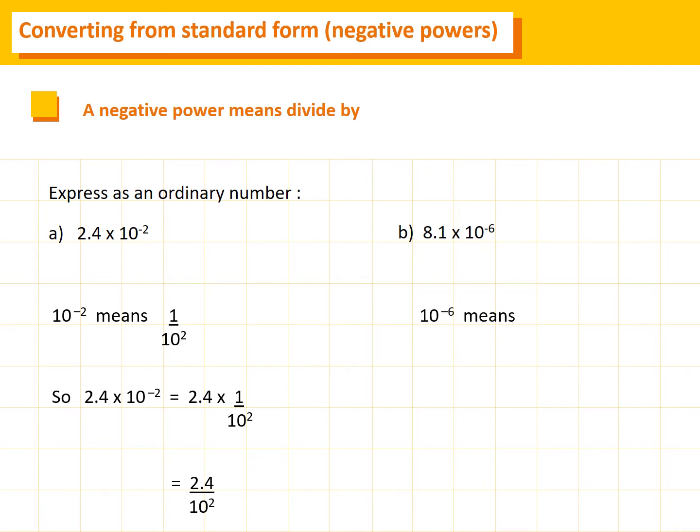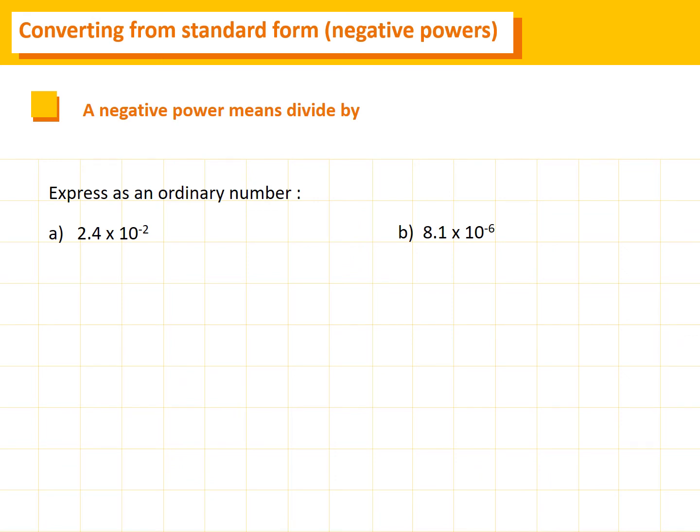10 to the negative 6, remember the negative power means 1 divided by 10 to the power of positive 6. So when we multiply 8.1 times 10 to the power of negative 6, we get 8.1 times 1 over 10 to the power of 6. And that is 8.1 divided by 10 to the power of 6. Once again, we can see that multiplying by 10 to the negative 6 is the same as dividing by 10 to the power of positive 6. And that's what a negative power means.